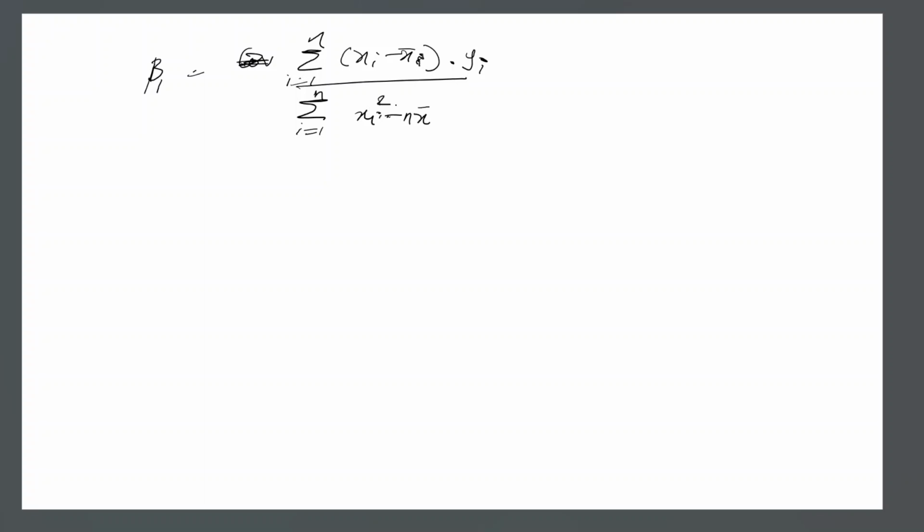So upon substituting and equating it to 0, what we get is beta 1 is equal to the covariance of, okay, let's keep it like this, xi minus x bar into yi divided by the sum of xi minus x bar squared, where i varies from 1 to n.